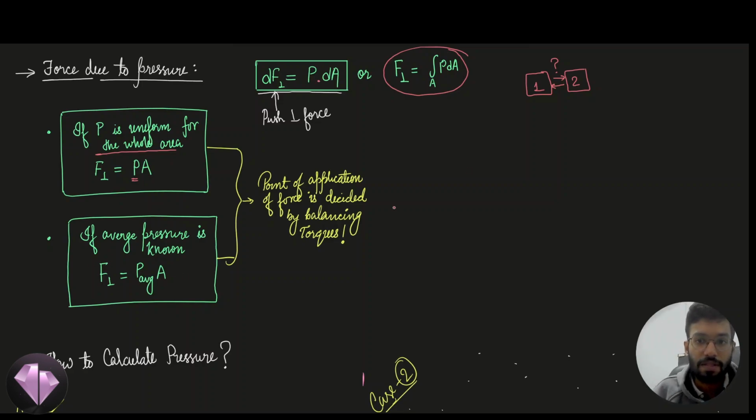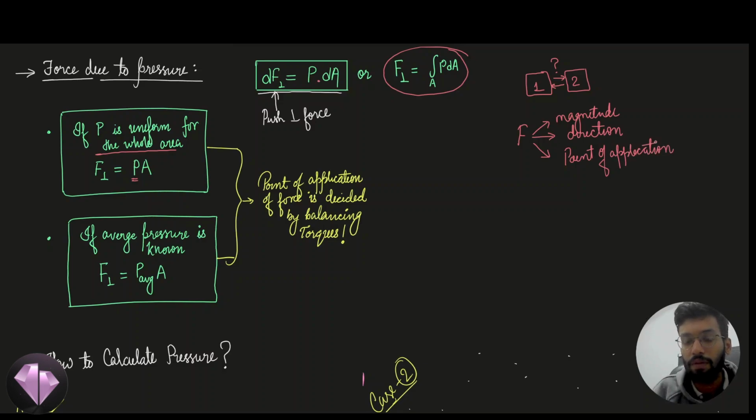Now, यहाँ से see, whenever we talk about force, there are three things associated with it. Its magnitude, then its direction, and its point of application. Correct? So magnitude of a force, so this force due to pressure, उसका magnitude कैसा आएगा? It would simply be P times dA, PdA.